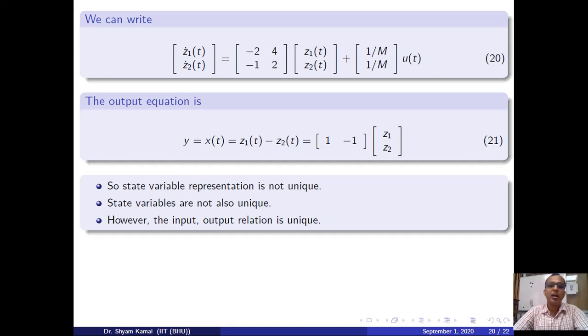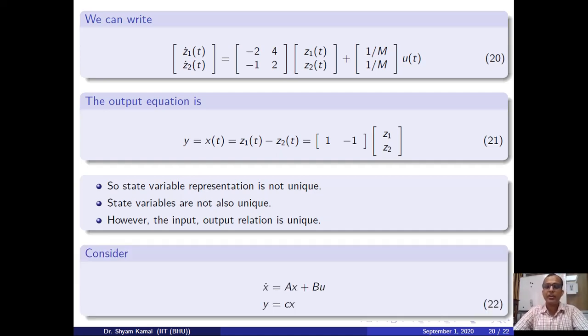State variable representation is not unique. State variables are also not unique. However, now I am going to show that at least for this linear system, x dot equal to Ax plus Bu, y equal to Cx, again I am assuming that x belongs to R^n, u belongs to R^m, and y belongs to R^p. So here this system means I have p outputs, or you can also define a single input single output system, both results will be true.